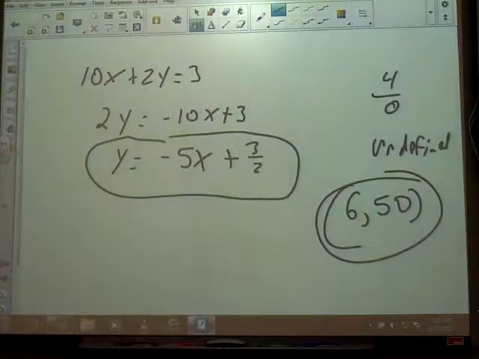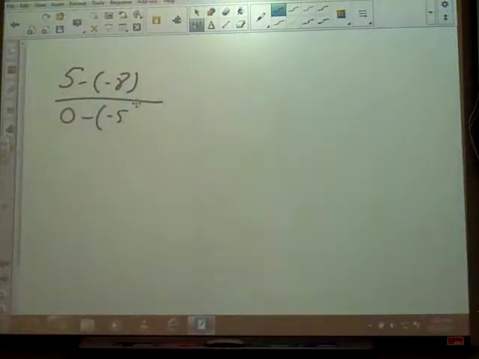All right, number five, we all right? I got to write an equation of a line in standard form that goes through those points. And we've said every kind of line, except for a vertical line, has a slope. So anytime you're told to write an equation for the line and you don't know the slope, that's going to be your first job. Find the slope. So here I'm going to subtract my y's. That'll be 5 minus negative 8 over subtract my x's. 0 minus negative 5. So that's 13 fifths is my slope.